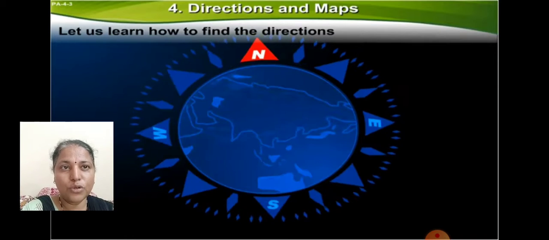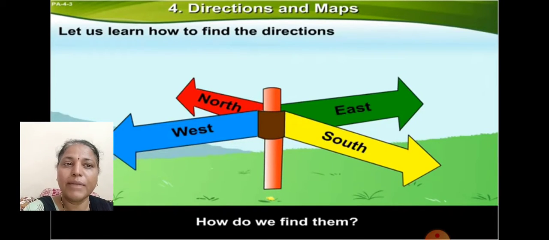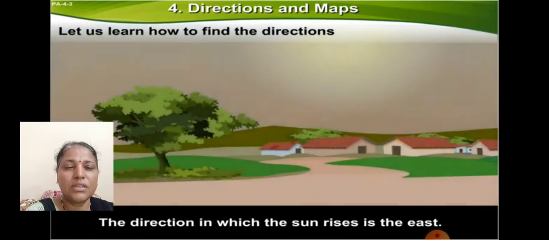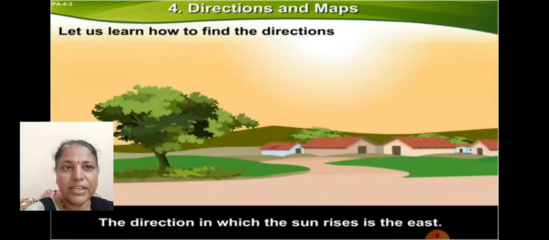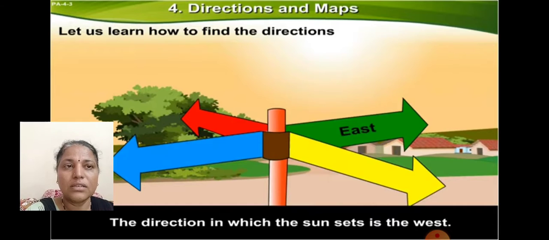Let us learn how to find our direction. In the previous period I taught you east, west, north, and south. There are four main directions. How do you find them, students? Do you know that, students? Our sun is a very important thing. The sun gives us heat and sunlight.